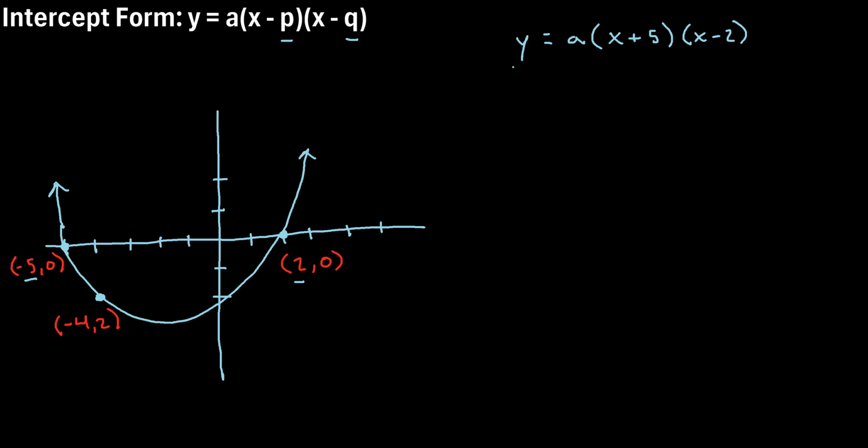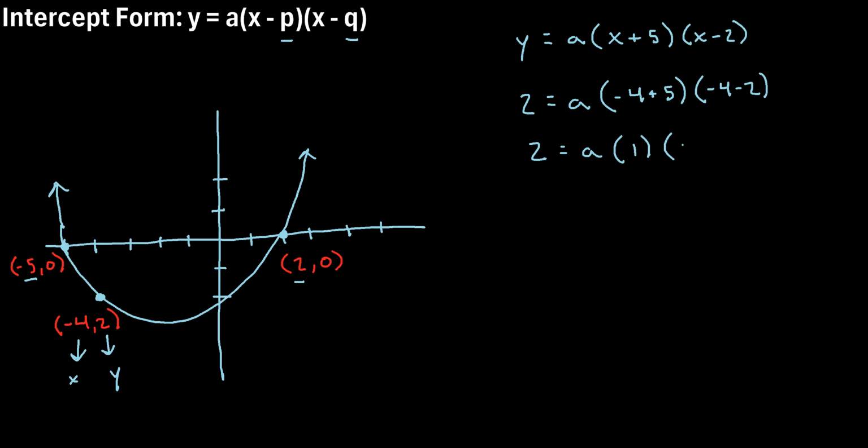Okay, so now that we've written it like this, we just need to solve for a. And the way that we can do that is we can use this other point that we're given, (-4, 2). And we can plug in -4 for x, and we can plug in 2 for y, and we can see what a is. So if we do that, we get 2 is equal to a times, remember, for x we're using -4, so -4 plus 5 times -4 minus 2. So we get 2 is equal to a times -4 plus 5 is 1, -4 minus 2 is -6. So we get 2 is equal to -6 times a.